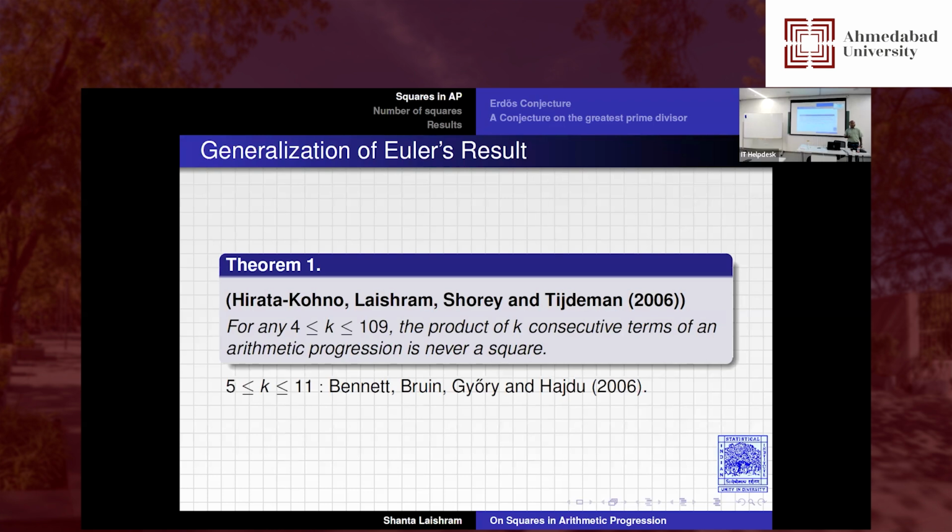Basically, we want to show that the product of any number of consecutive terms is not a square, but we went up to 109. Independently, there is a result of Bennett, Bruin, Gyory, and Hajdu. They proved that the product of 5, 6, 7, 8, up to 11 terms cannot be a square. So our approaches are a bit different, but we went all the way up to 109.